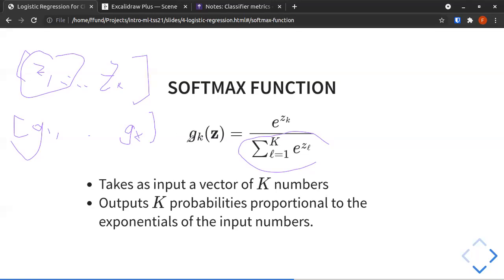So it takes as input a vector of k numbers, and it outputs k different probabilities. And each probability, each g sub k, is going to be proportional to the exponential of that z input. And that tells us the probability of belonging to class k. Okay. So if, for example, g sub 1 ends up being close to 1, and all the other g's are close to 0, that tells us that there's a high probability of belonging to class 1 and a low probability of belonging to any of the other classes.